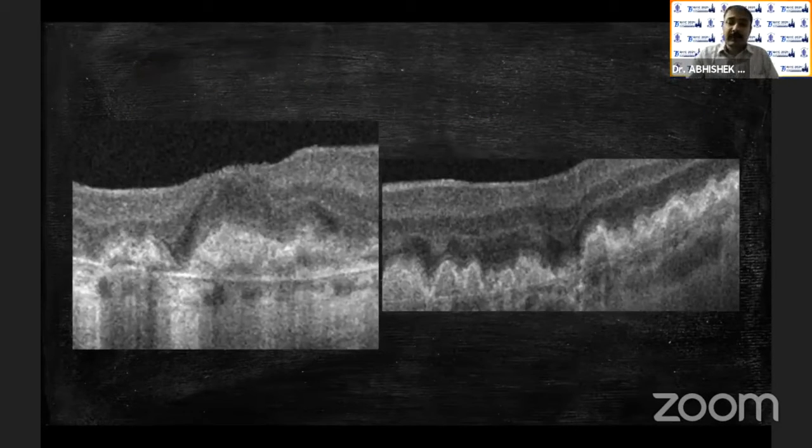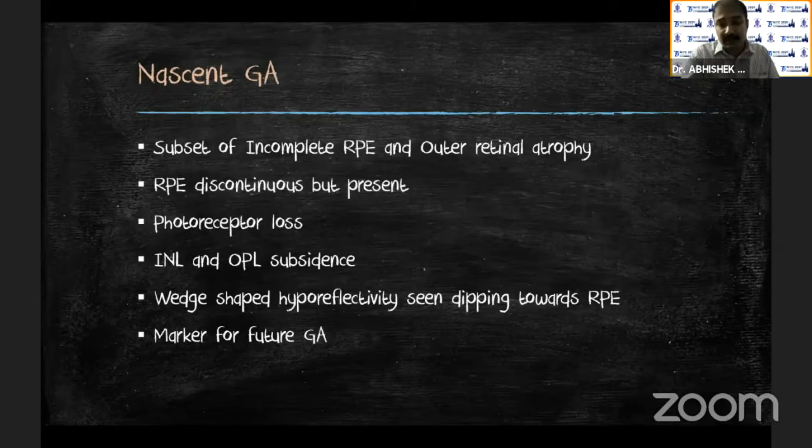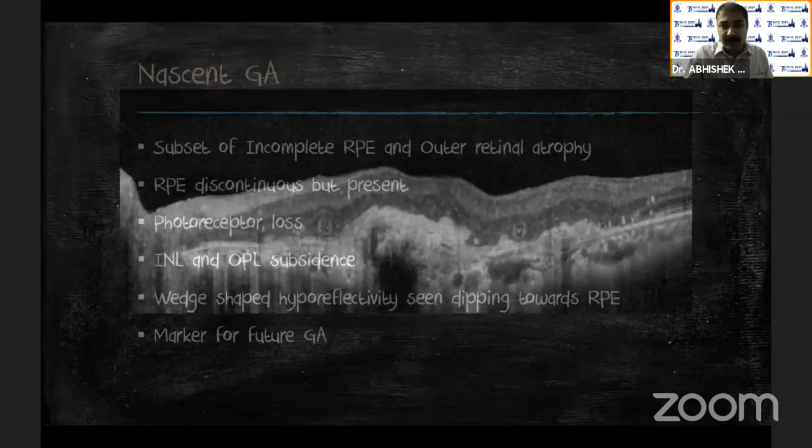So these are two examples here. If you see the triangle in the first one and in the second image, what could this be? This is a subset of incomplete IRORA, that is, incomplete RPE and outer retinal atrophy. This is nascent GA, where the RPE is discontinuous but present. There is photoreceptor loss, the INL-OPL dip, and a wedge-shaped or triangular hyporeflectivity seen dipping towards the RPE. This is a very strong marker for future geographic atrophy.